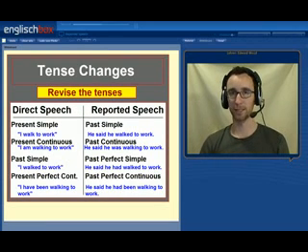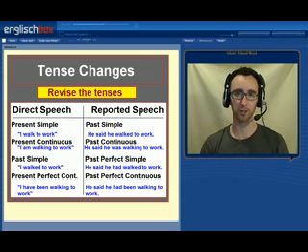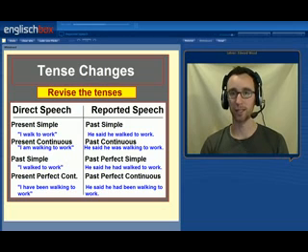So let's make things a little bit more complicated now. And here we have examples of direct speech in the present and the past. So direct speech in the present simple turns into reported speech in the past simple. I walk to work. He said he walked to work. Present continuous in the direct speech becomes past continuous in reported speech. I am walking to work. He said he was walking to work.